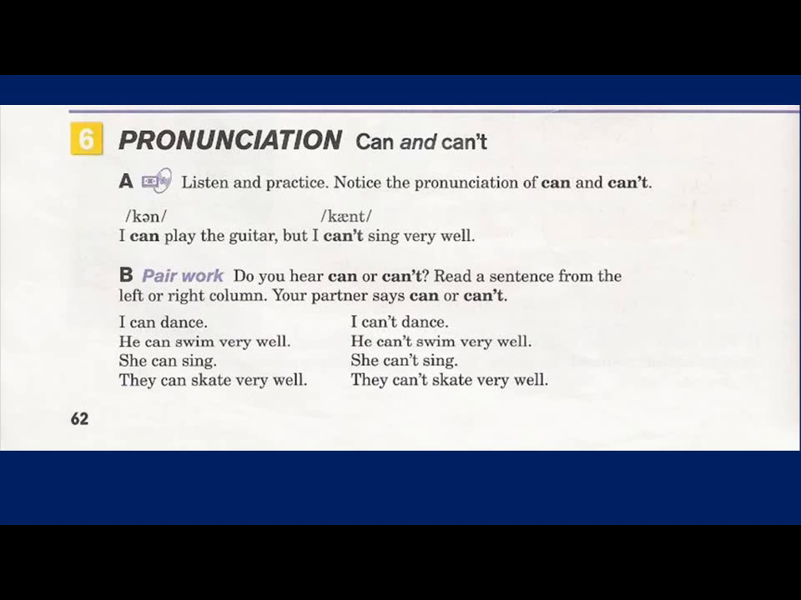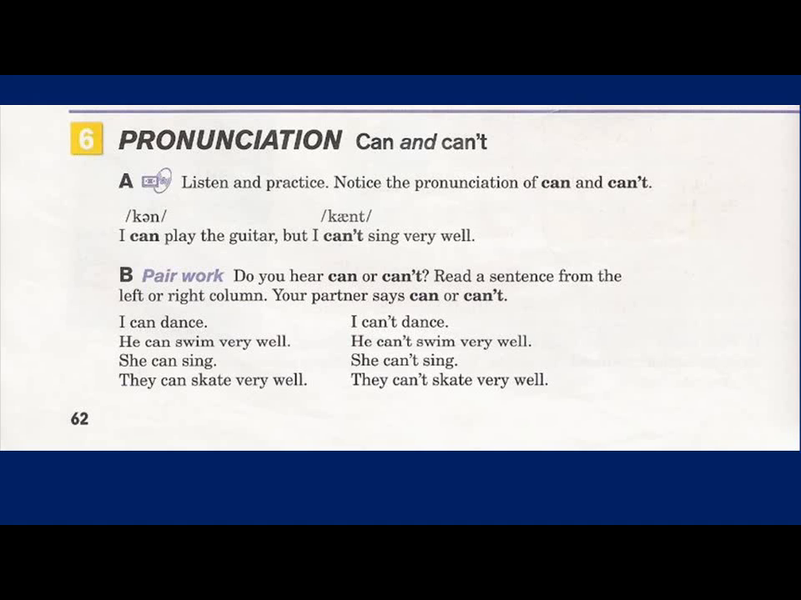Pronunciation: listen and practice. I can play the guitar. I can't sing very well. Say this: I can. You can say it like this: I can play the guitar, but I can't sing very well. You can't say I couldn't. You can say I can. I can play the guitar, but you cannot say I couldn't. You have to say I can't. You have to say can't clearly. I can't sing very well.